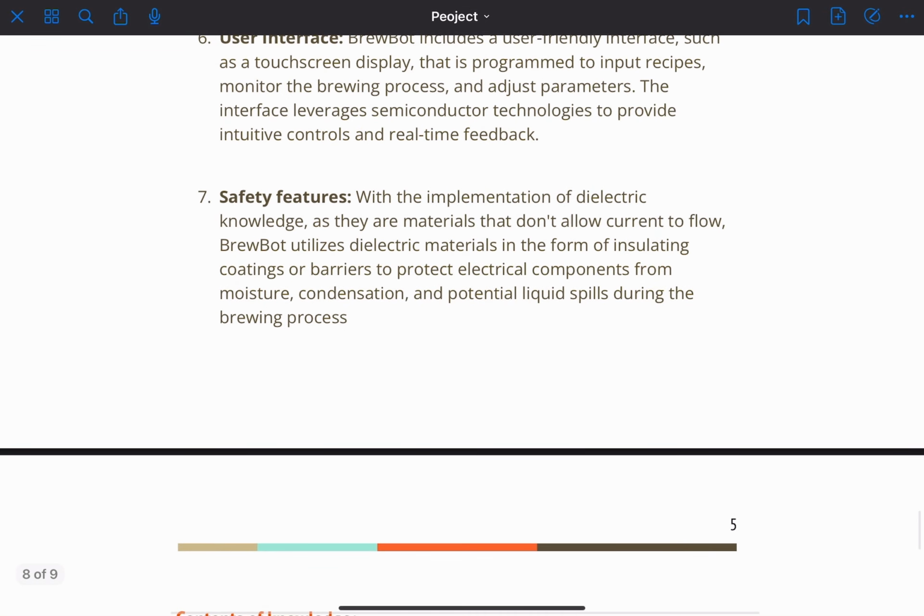And the last one is the safety features, with the implementation of dielectric knowledge, as dielectrics are materials that don't allow current to flow through. BrewBot utilizes dielectric material in the form of insulating coatings or barriers to protect electrical components from moisture, condensation, and potential liquid spills during the brewing process or even the cooling process.